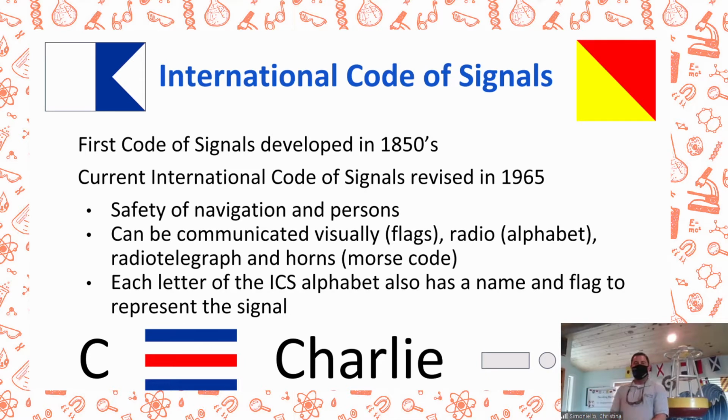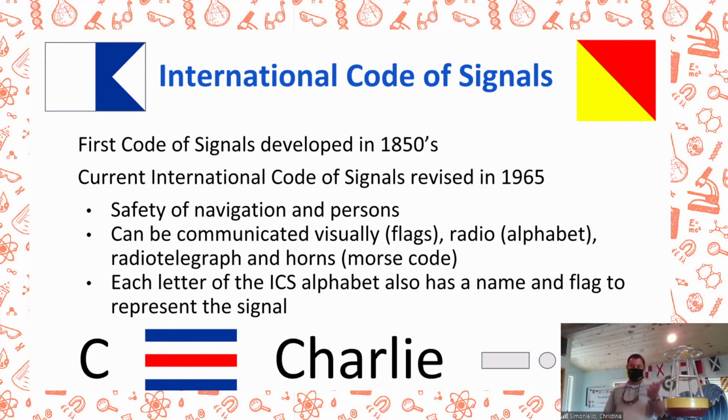Each letter of the International Code of Signals alphabet also has a name and a flag to represent that signal. And if you were to communicate over the radio, say, you wouldn't say A, D, E to represent different messages. You would use a word to represent the letter so that there's no confusion between that. Wait, did he say V or did he say B?